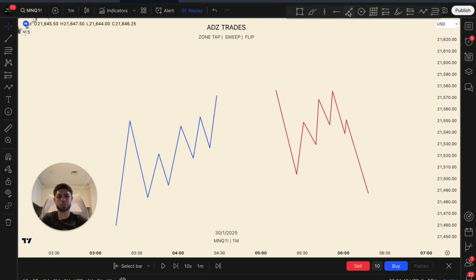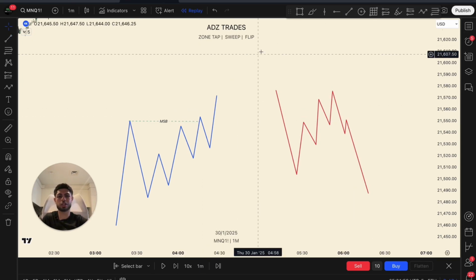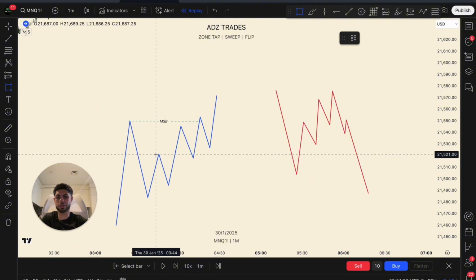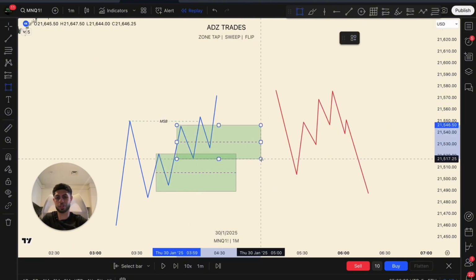So let's focus on this uptrend here. We have a high and we candle close above it, giving us a break of structure. Now we have three demand zones here. We have this zone here and we have this zone here.